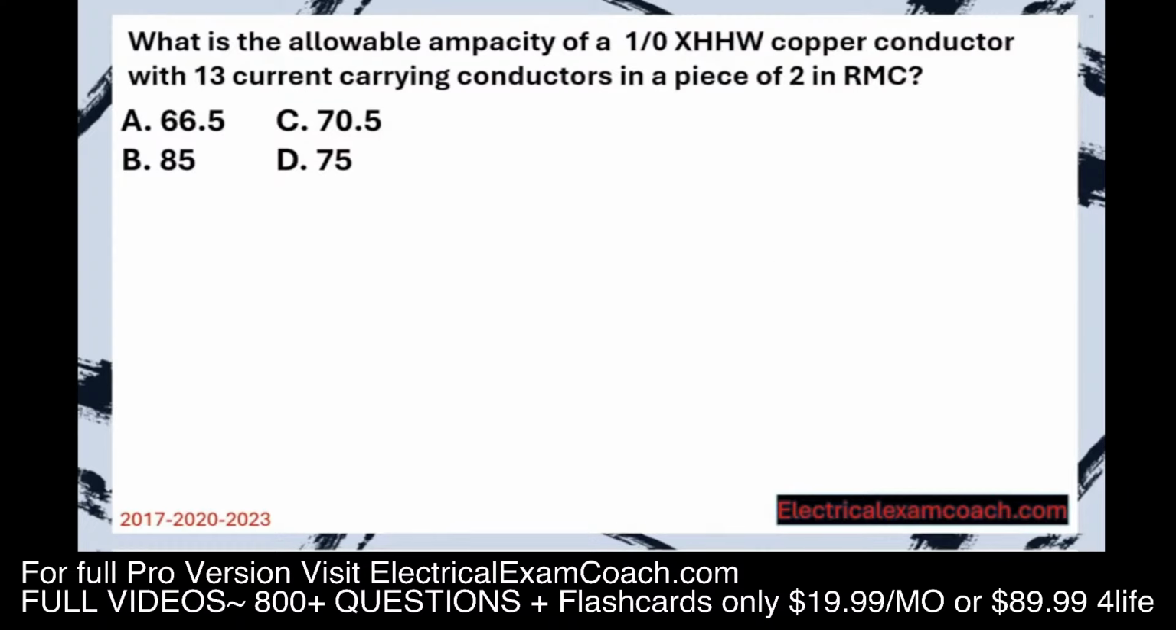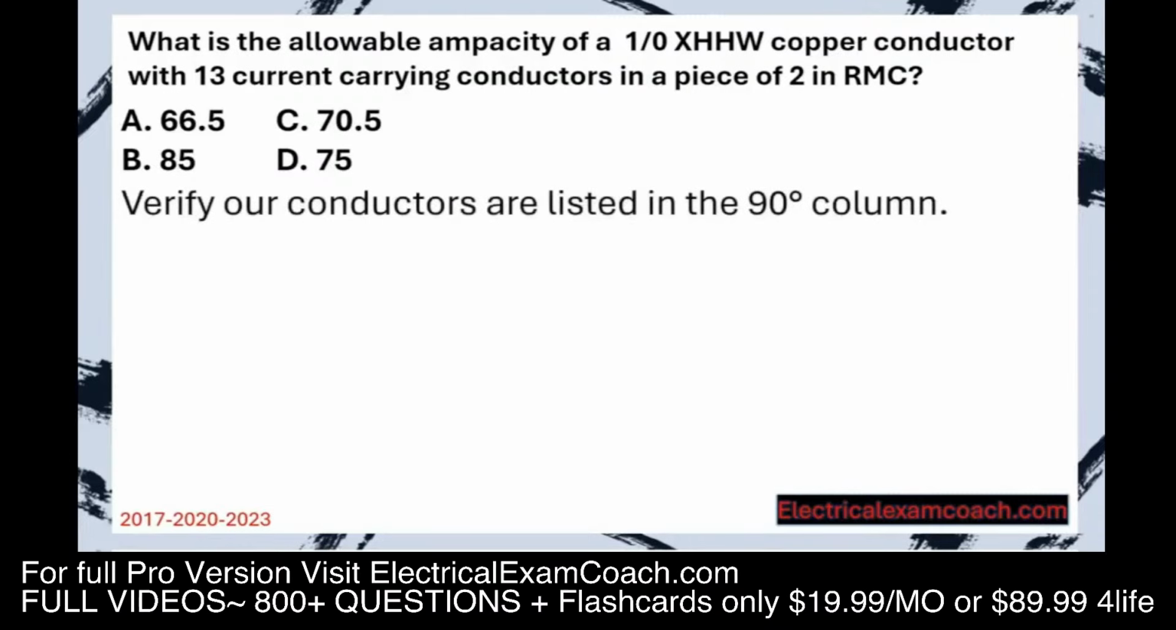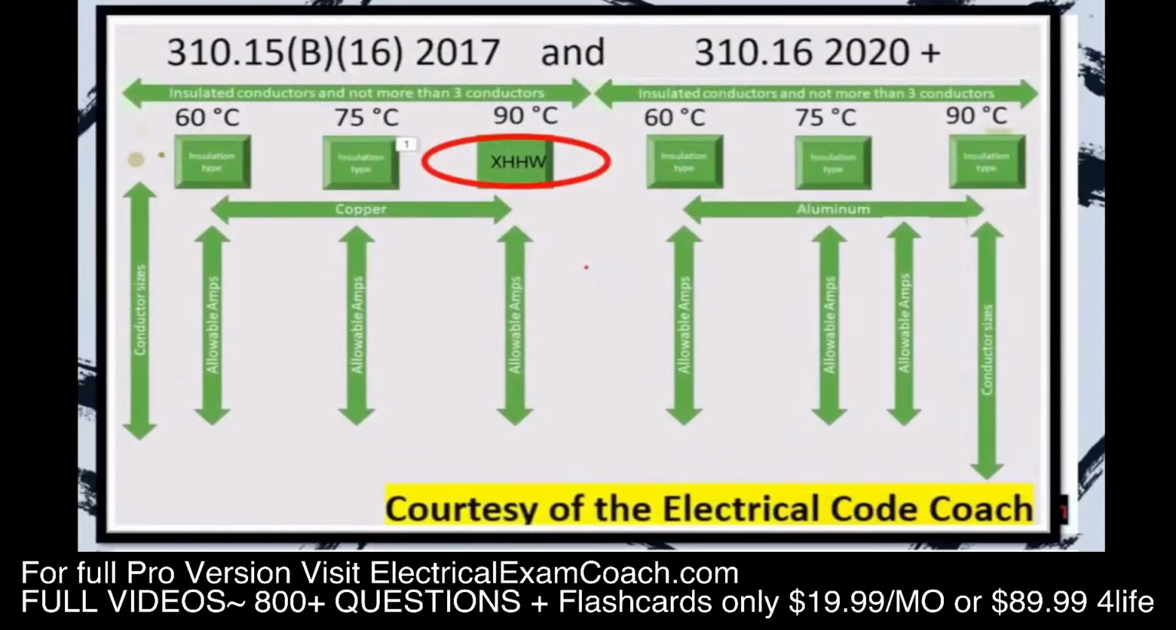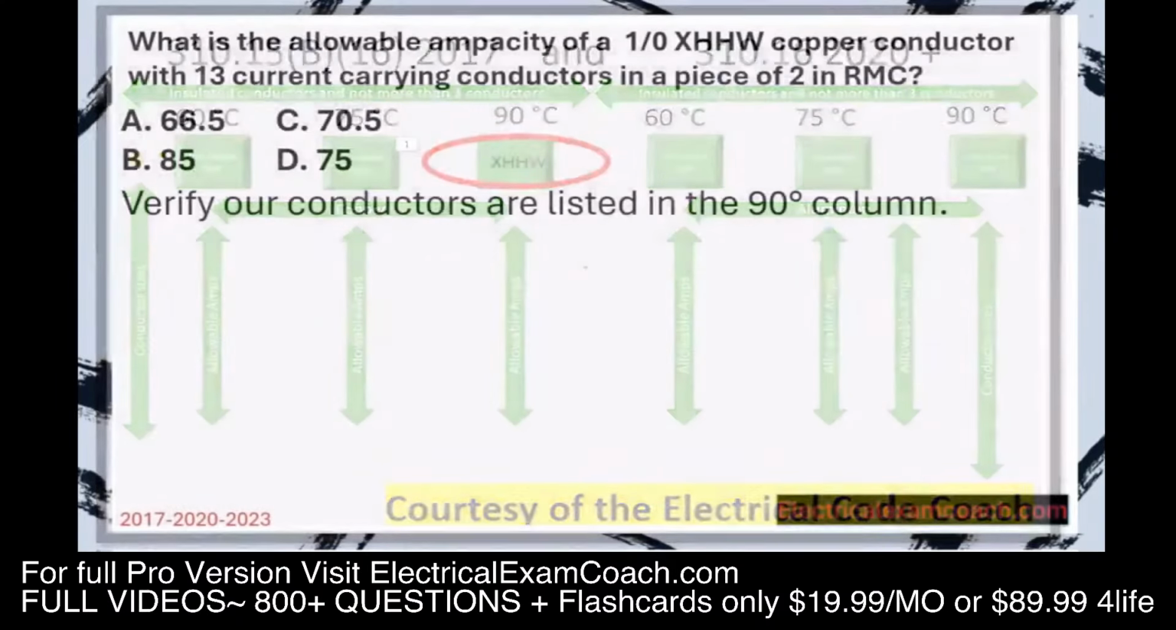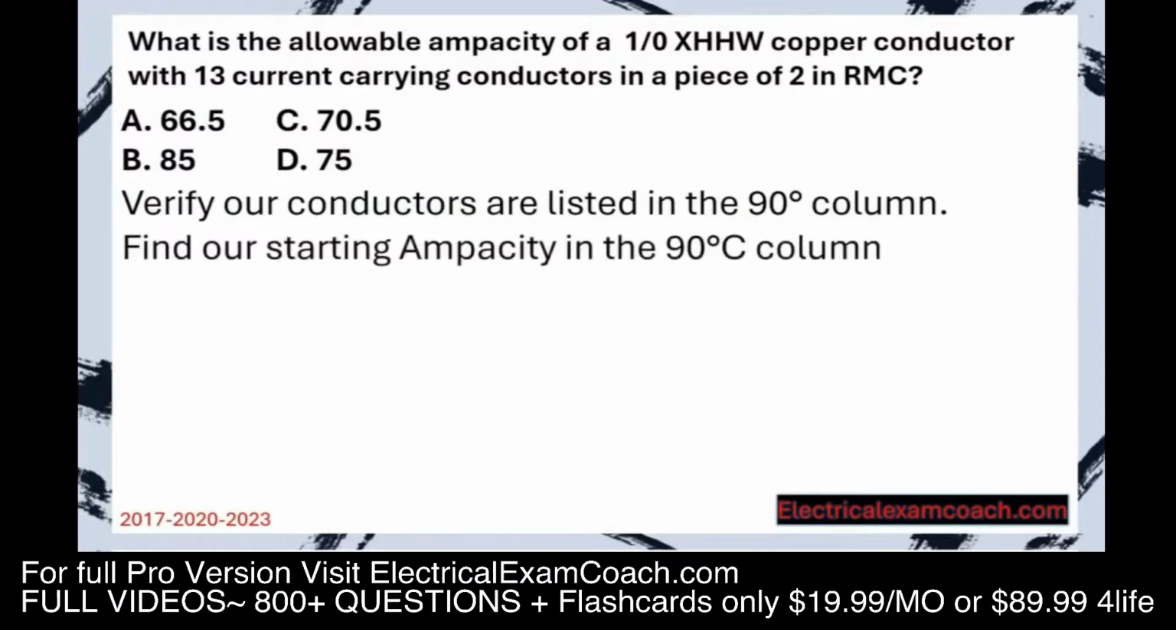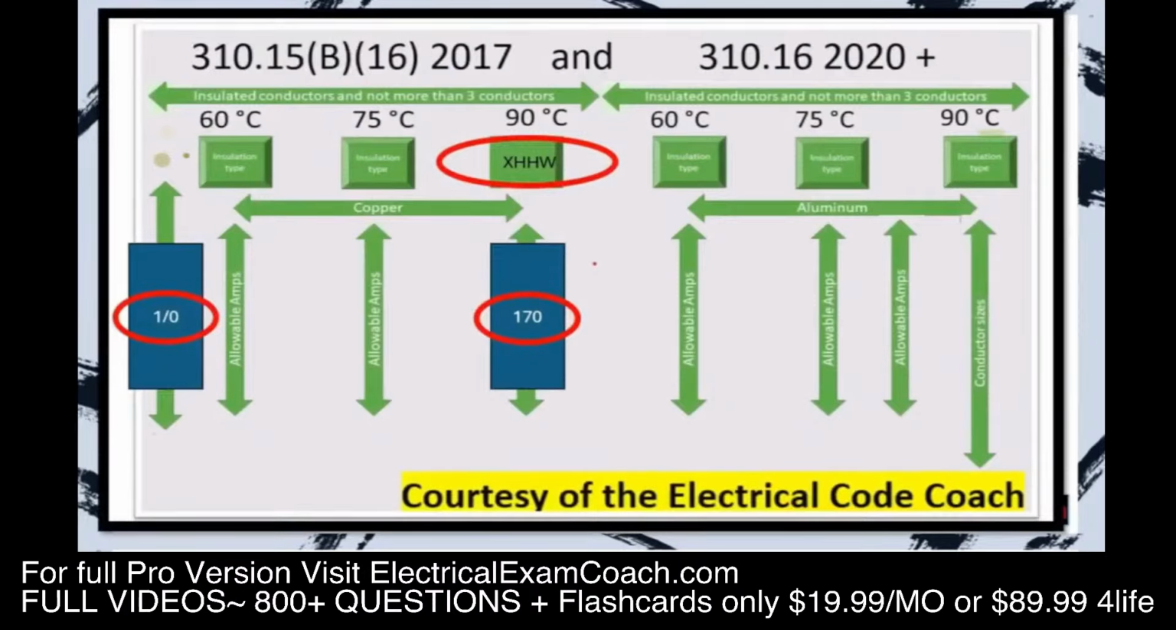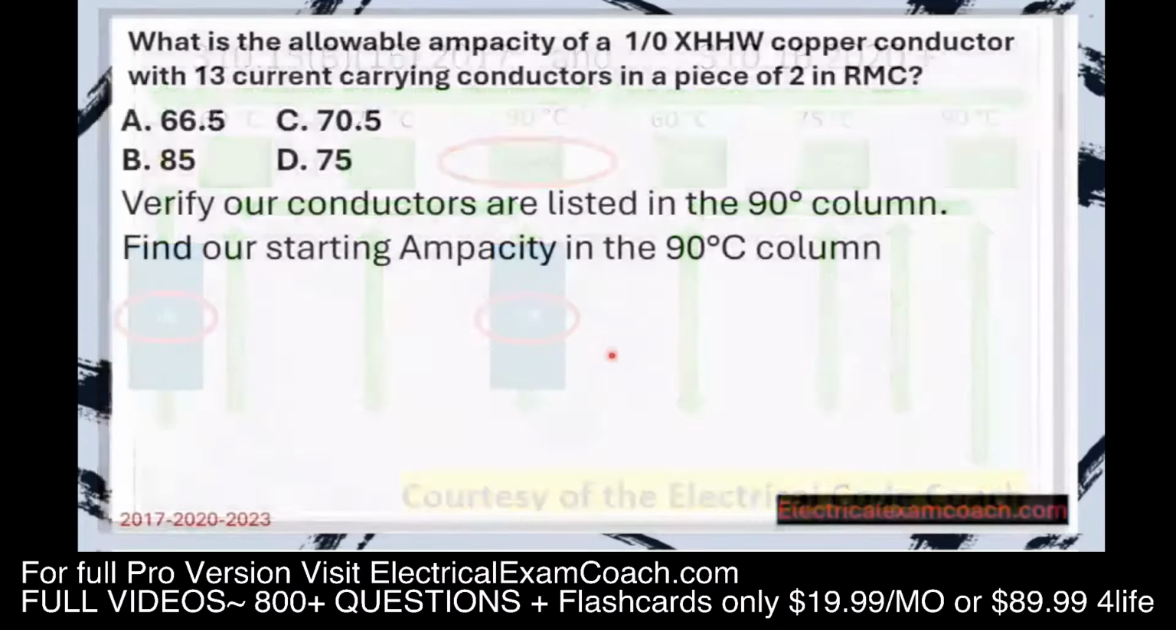What is the allowable ampacity of a 1-aught XHHW copper conductor with 13 current carrying conductors in a piece of 2-inch RMC? Step 1, we're going to verify that our conductors are listed in the 90-degree C column. When we head there, we find that XHHW is listed, so we're going to find our starting ampacity. We head to our primary ampacity table. We're on the copper side. We start until we find 1-aught on the left, then we cross all the way over to the 90, and we find that it's 170 amps.